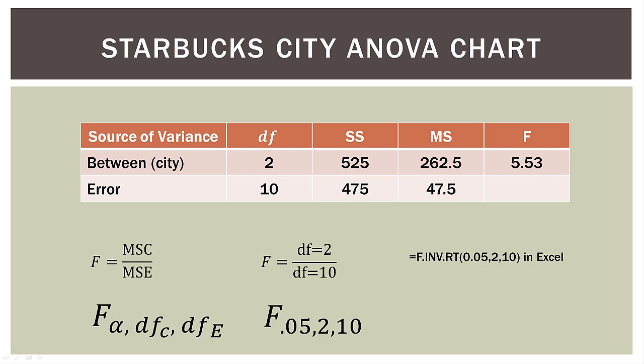Now we could also do that in Excel using the F inverse right tail formula. So F.INV.RT, and then in parentheses we actually put the numbers that we have down below.